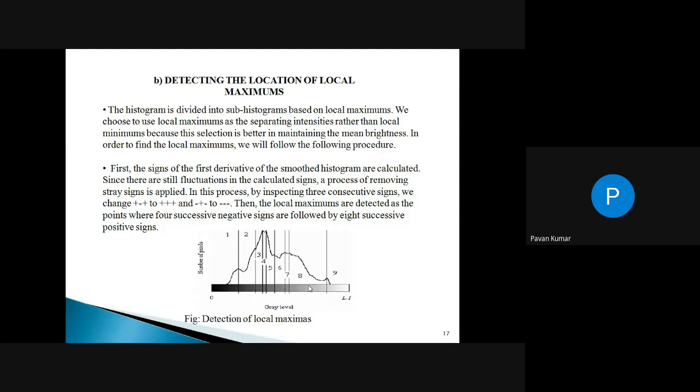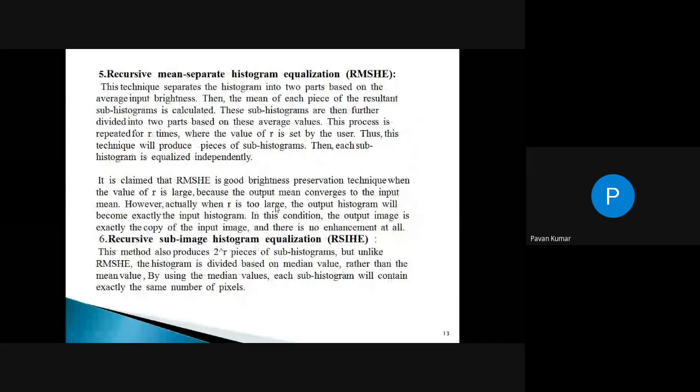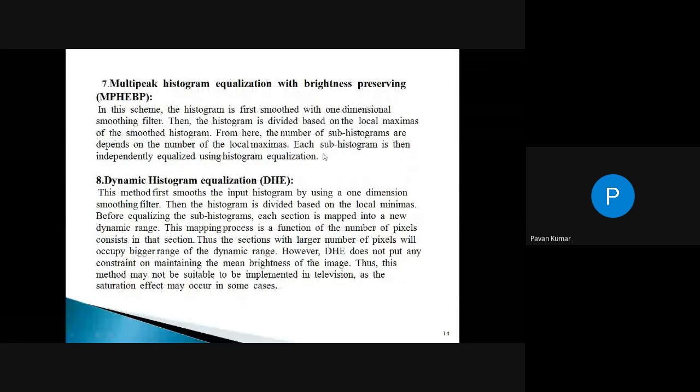So there is a difference between local and global. Local means within a certain region, whatever minima or maxima we can take, whereas global means in the entire image, the entire histogram, one global maxima and one global minima will be there. But you can have multiple local minima and multiple local maxima values. So based on the local maximas, we can divide the histogram, apply histogram equalization separately for all of them, and combine them.